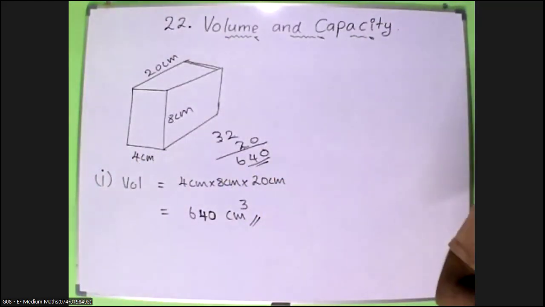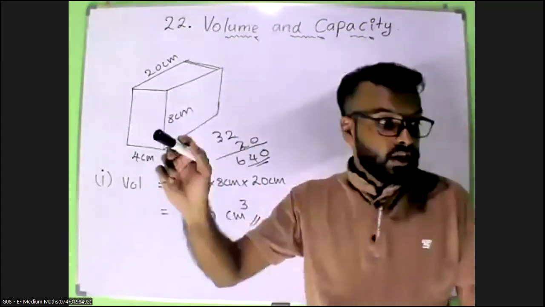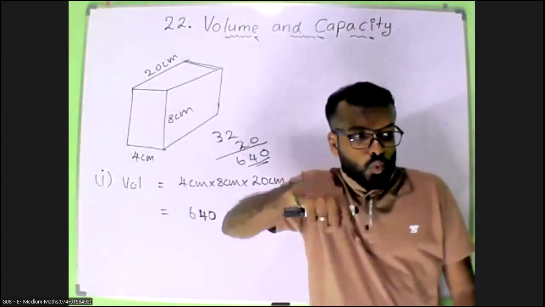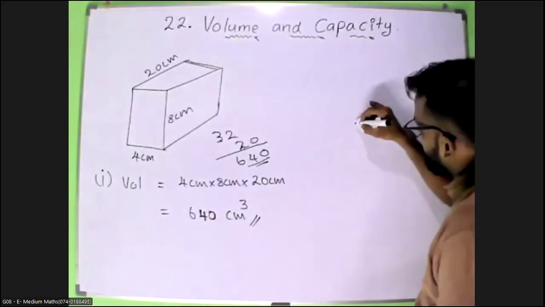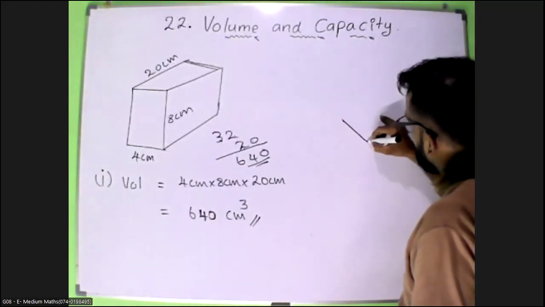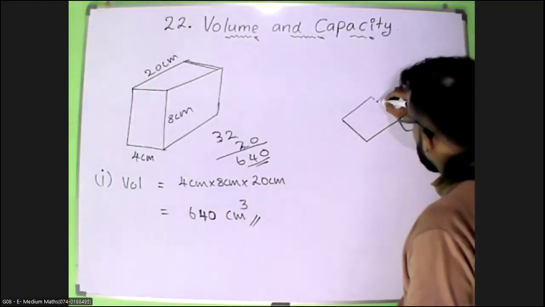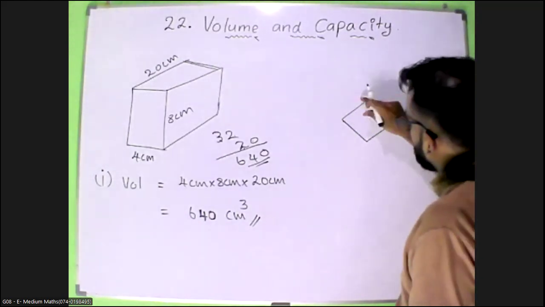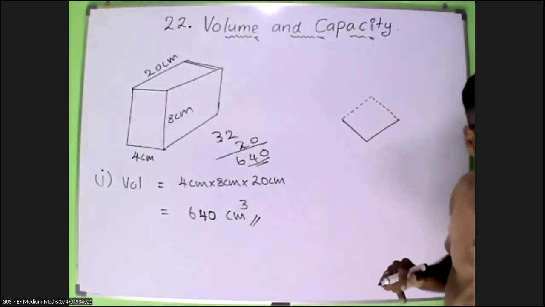Right? So now, what is the second question? And that is very important. You need to understand, right? There is another cuboid with a square base. The base is a square. So what is the base? So this is the base.